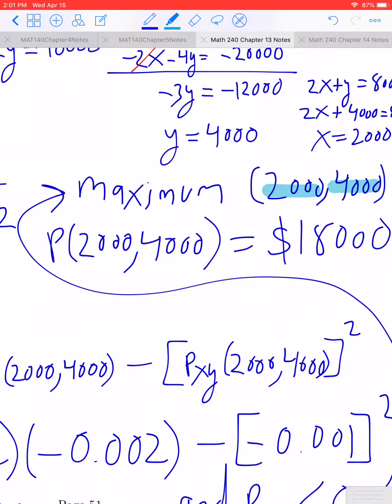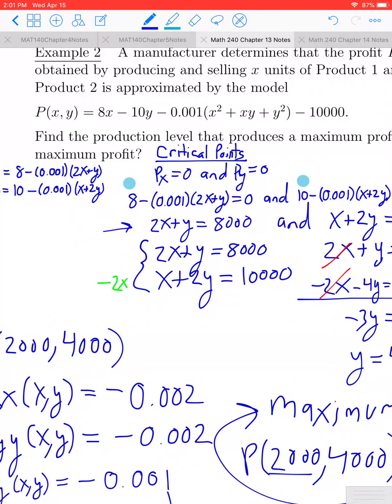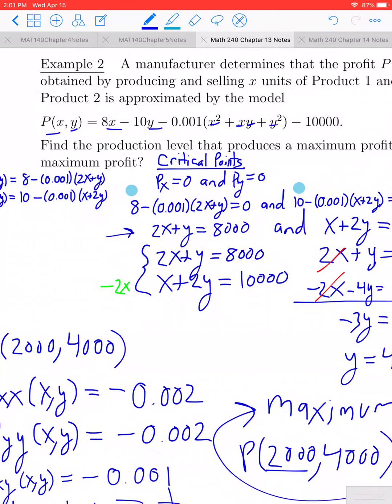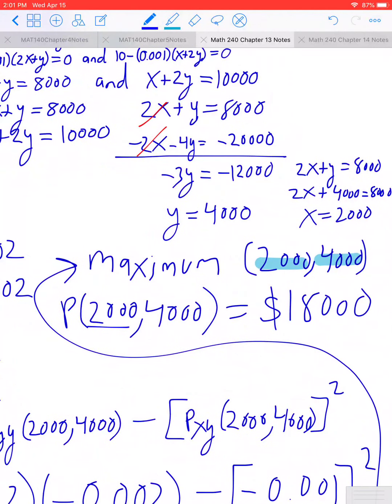They also asked what the maximum profit is as a result of this. You would just plug these values into the profit function. Everywhere I see an x, put 2,000. Everywhere we see a y, we would put 4,000. And I'll leave that computation up to you. If you substitute in the ordered pair 2,000, 4,000, we should get a maximum total profit of $18,000.